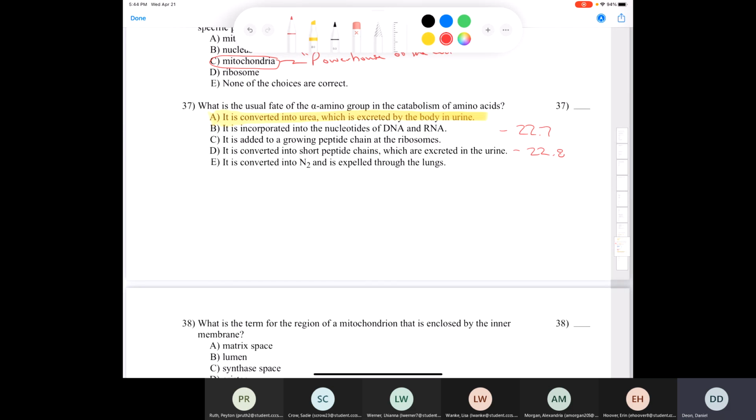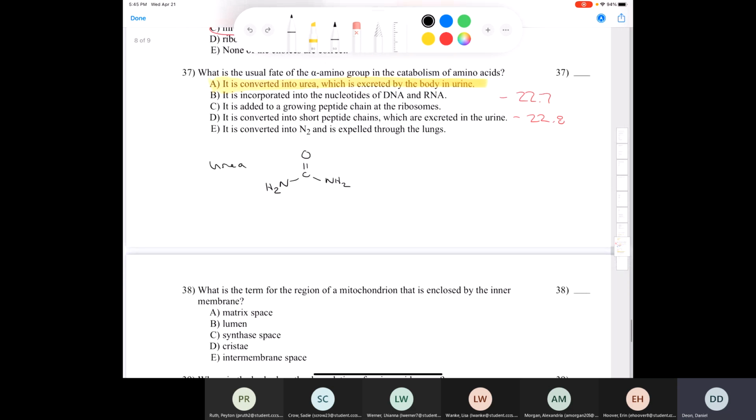If you look at the structure of urea, it was the first organic compound synthesized from inorganic starting materials. Okay, you can see that you have two amino groups, and one of them would come from the amino group that's removed from an amino acid.